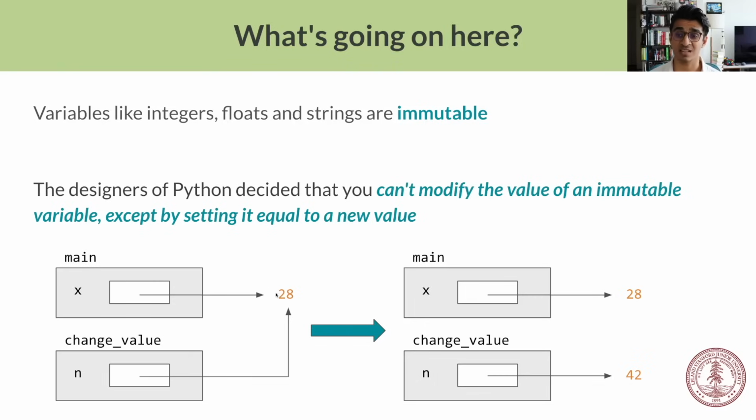So when we create this value, 28, we cannot change that 28 to be something else. What we can do is make a new integer, like we did over here, and have our variable point at this new integer. But that 28 is always going to be equal to 28. So more formally, the idea is that you can't modify the value of an immutable variable like x, which is pointing at 28, or n, which is pointing at 28, except by setting it equal to a new value, which is what we did over here, where we set n equal to the new value 42.